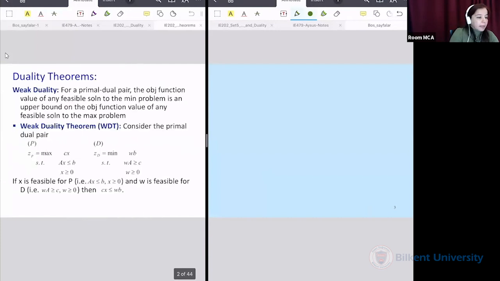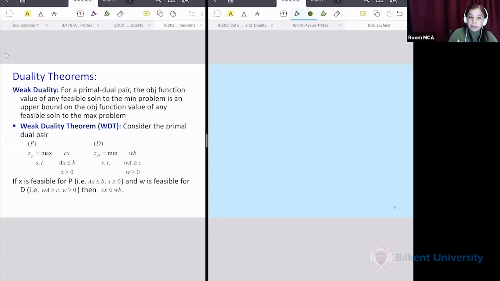Now, for a primal dual pair, the objective function value of any feasible solution for the minimization problem. Be careful. It's not saying for the primal or dual. It's saying for the minimization problem is always an upper bound on the objective function value of any feasible solution for the max problem. Even though the name says weak duality, this is a very important theorem, all right?